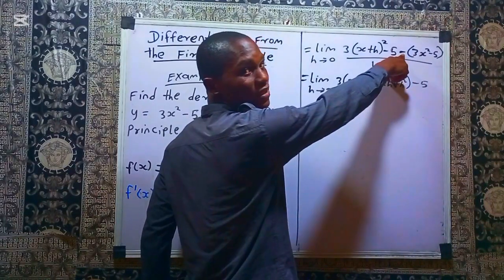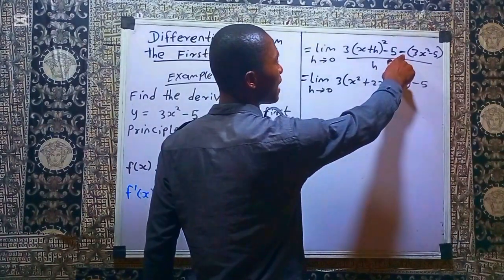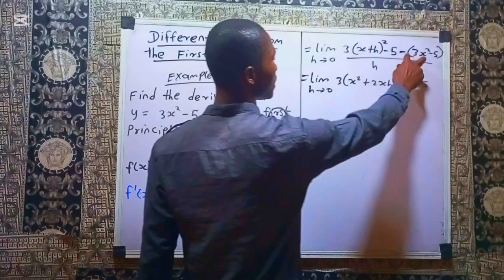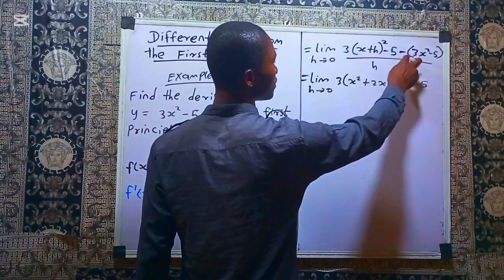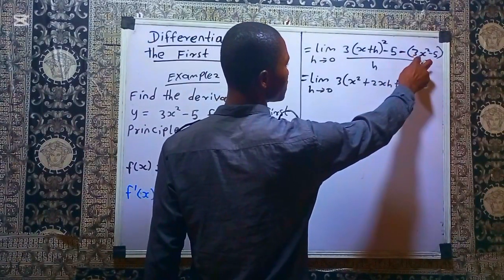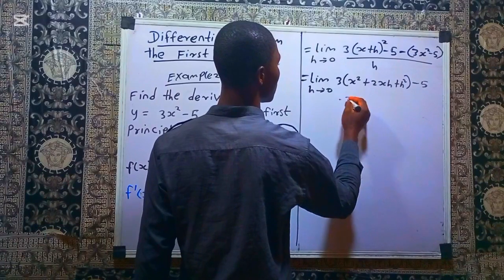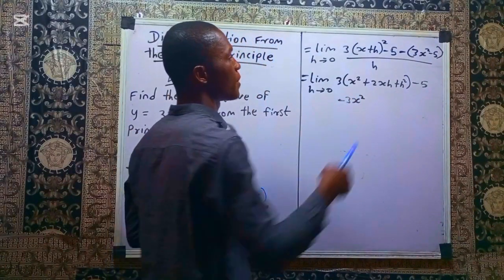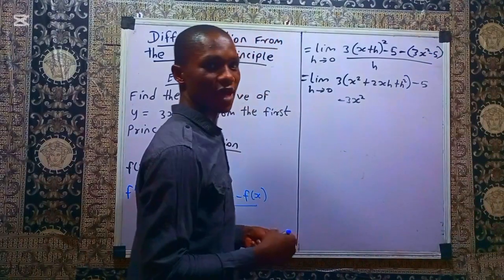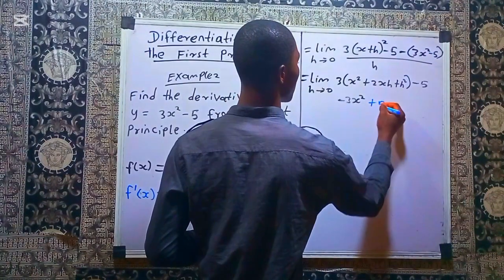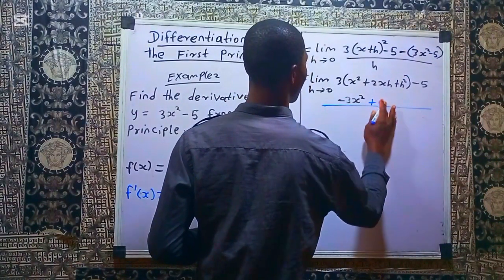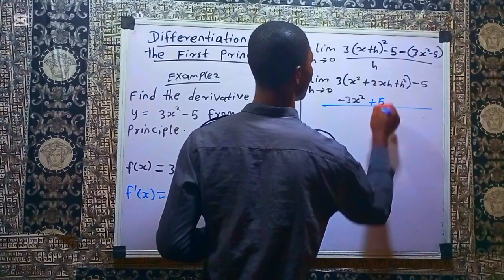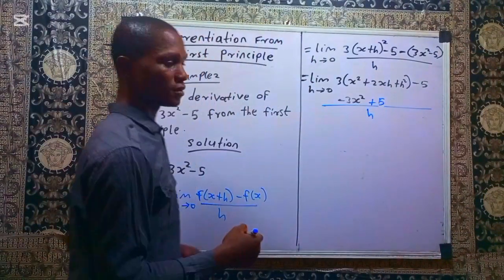Then we have minus again here. I'm going to distribute this minus to what I have inside the bracket. Minus times positive 3x squared will be minus 3x squared. Then minus times negative 5 will be positive 5. Then we have all divided by h, right?